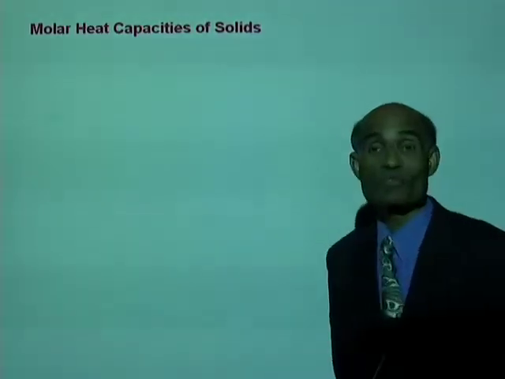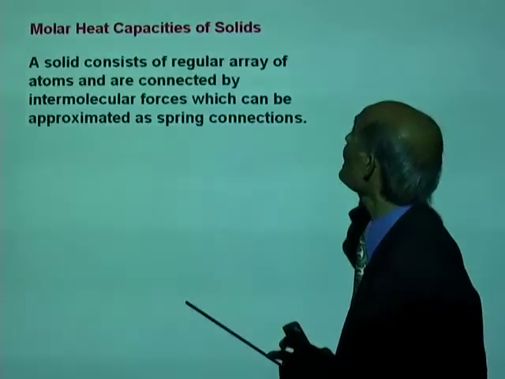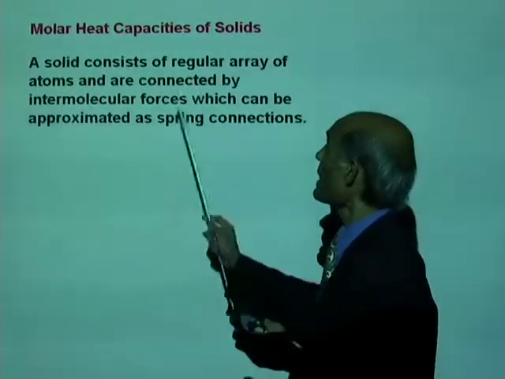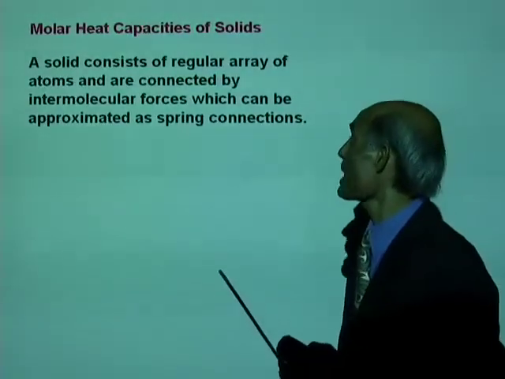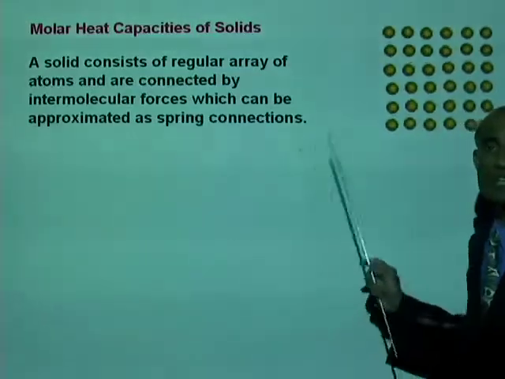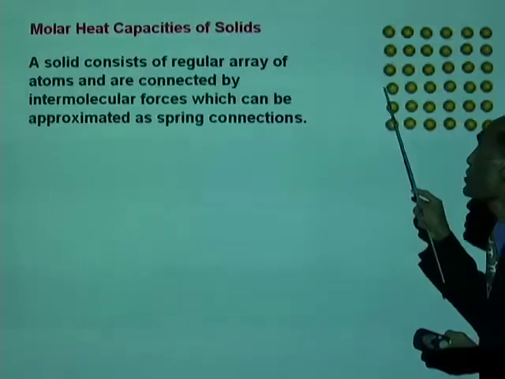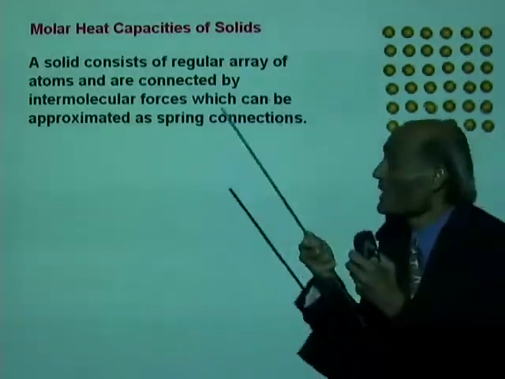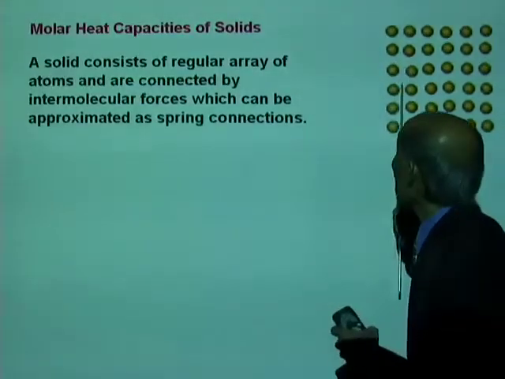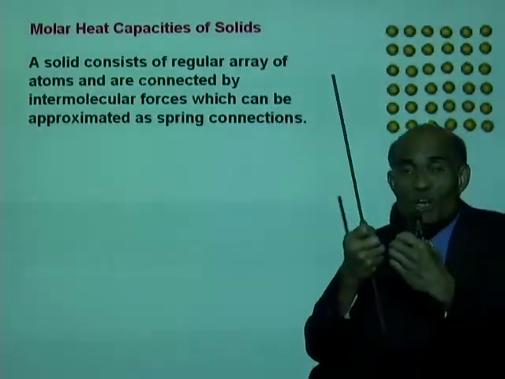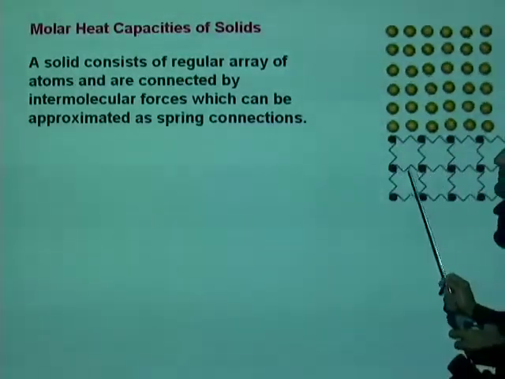Heat capacities of solids. Now, a solid consists of a regular array of atoms connected by intermolecular forces, which can be approximated as spring connections, like this. This is what I have shown you what a solid is like. The molecules can vibrate about their main positions. That means they behave as though each molecule is connected to its neighbor by spring connections like this.